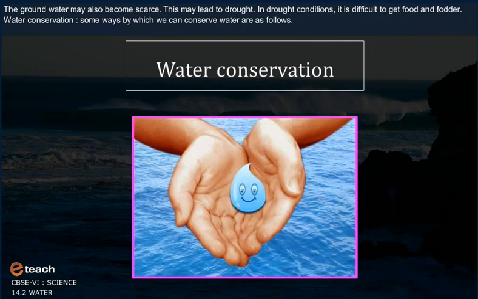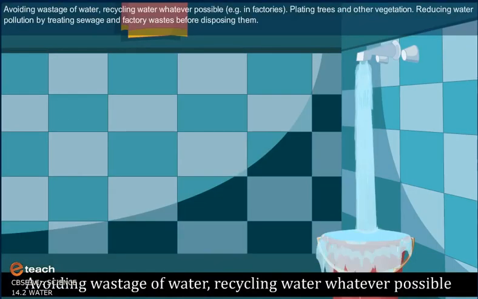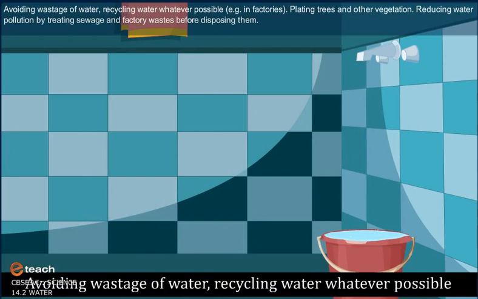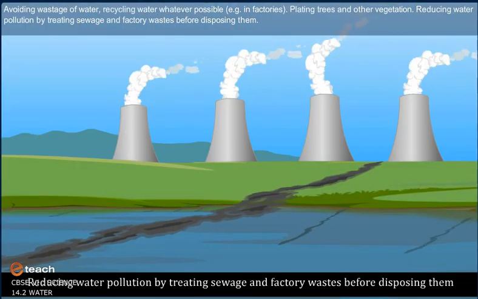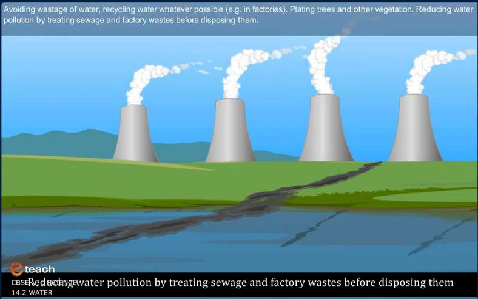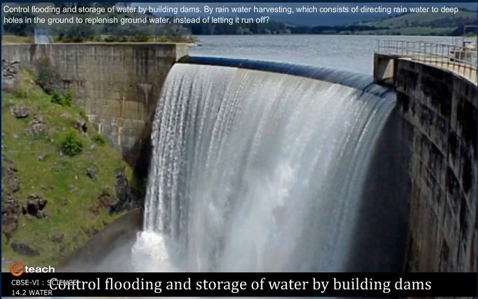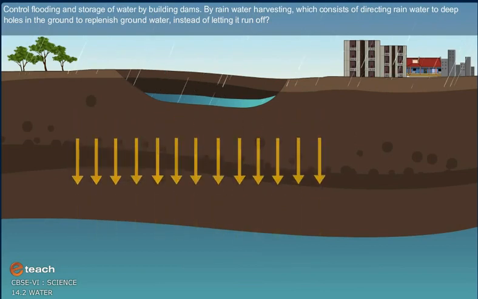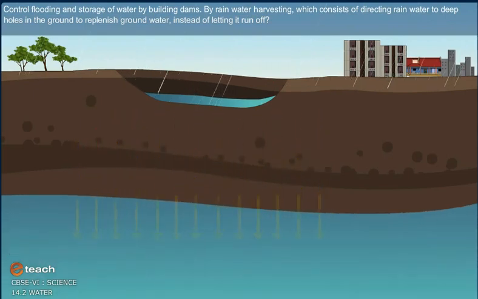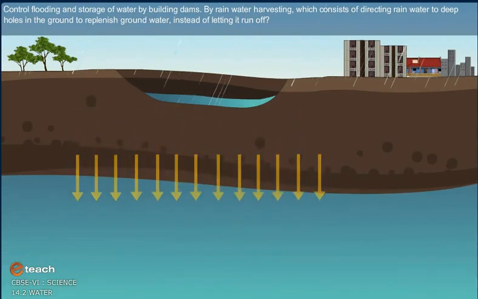Water conservation. Some ways by which we can conserve water are as follows: avoiding wastage of water, recycling water whatever possible, for example in factories, planting trees and other vegetation, reducing water pollution by treating sewage and factory wastes before disposing them, controlling flooding and storing water by building dams, and rainwater harvesting, which consists of directing rainwater to deep holes in the ground to replenish groundwater instead of letting it run off.